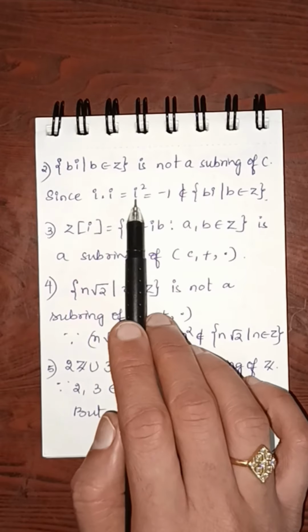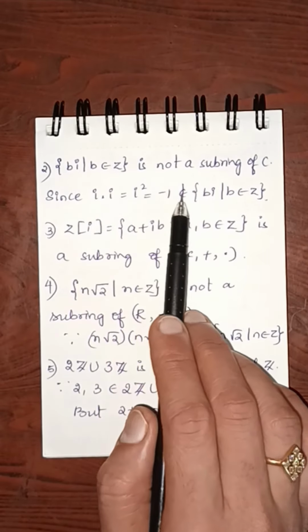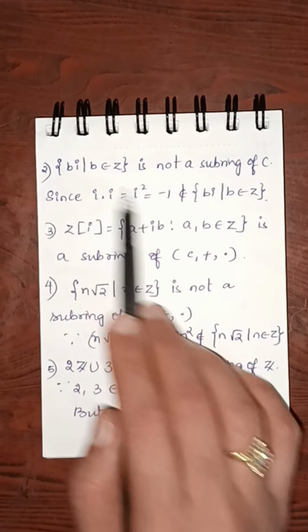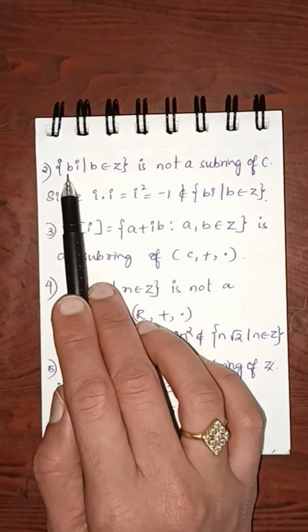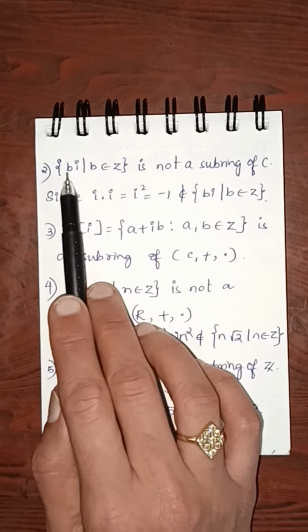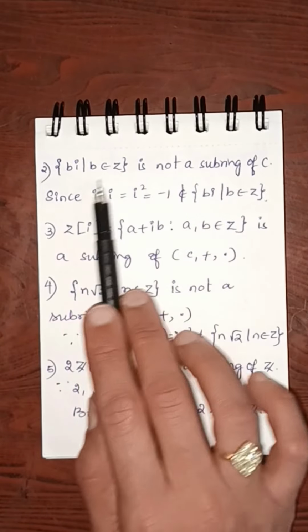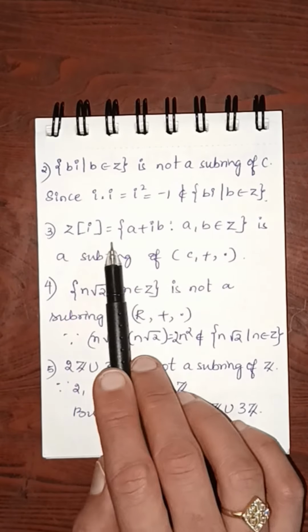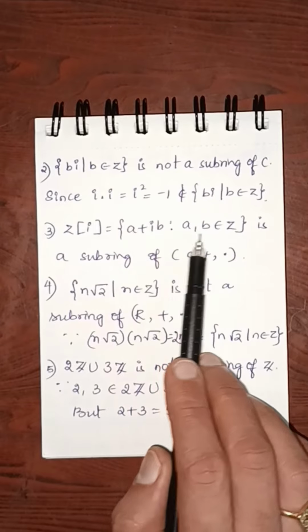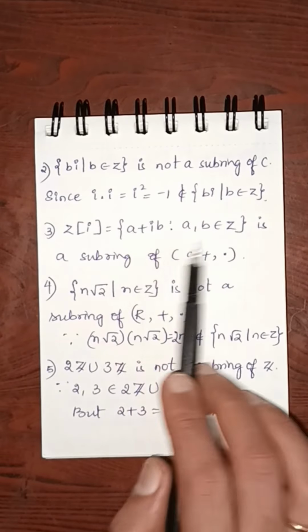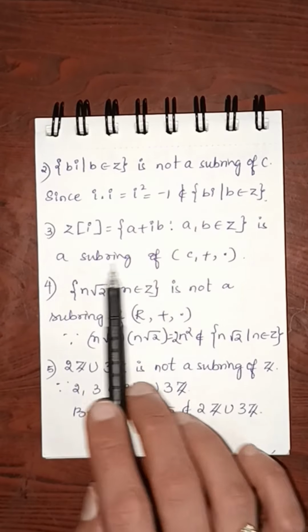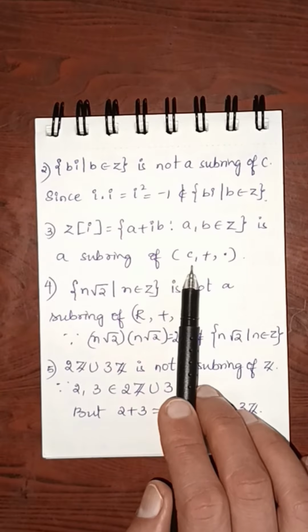i into i is i squared, equal to minus 1. This does not belong to the same set because minus 1 is purely real, while these are purely imaginary numbers. Hence, this doesn't form a subring of C, but it is a subset. Similarly, Z[i] equal to {a plus ib, a, b belongs to Z}, all Gaussian integers, forms a subring of the set of all complex numbers.